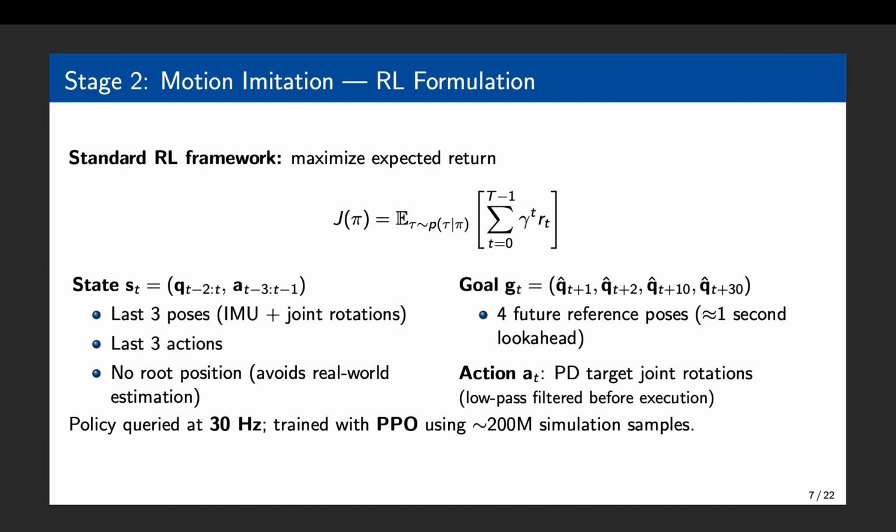Importantly, the robot position, that is, the global 3D position of the robot's body, is excluded. This is a practical choice. You do not need to estimate global position when deploying on a real robot. The goal is to look ahead over 4 future reference poses, spanning roughly 1 second into the future. This gives the policy anticipatory information about where the motion is headed.